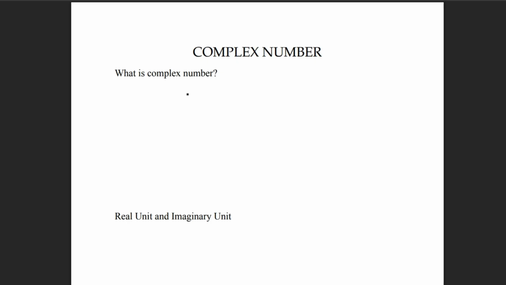So what is a complex number? I will give you an example. For example, they give you x squared equal to 1. It's very easy, right? So x equal to 1 or x equal to minus 1. But if they give you x squared plus 1 equal to 0, we know that x squared is always greater than or equal to 0, and x squared plus 1 is greater than 0, so we cannot find x. So in this case, people come up with a new idea.